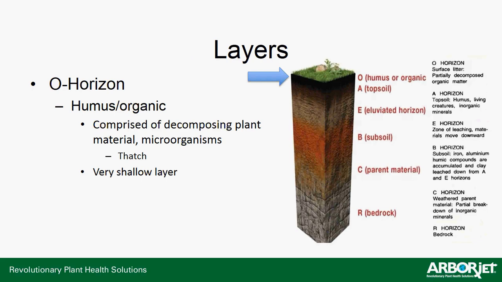So soil profile. The soil has about 6 layers, and the only ones that we're really concerned with are the top 3, maybe the top 4, depending on how far into the soil you have to go. But the very top layer is the O horizon. It's where you're going to find your humus and organic matter. Again, that's where it's comprised of your decomposing plant material, your microorganisms. It's your thatch layer. So thatch is just another term for leaf tissue that's decomposing. It's very shallow. Sometimes it's as shallow as half an inch, can be up to maybe 2 inches.